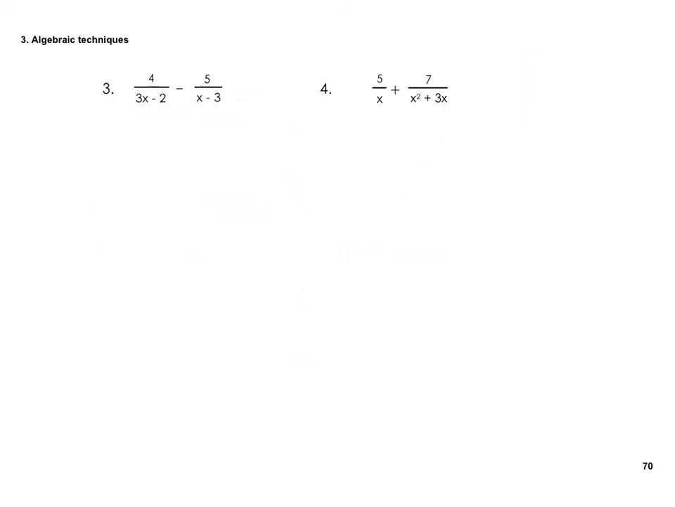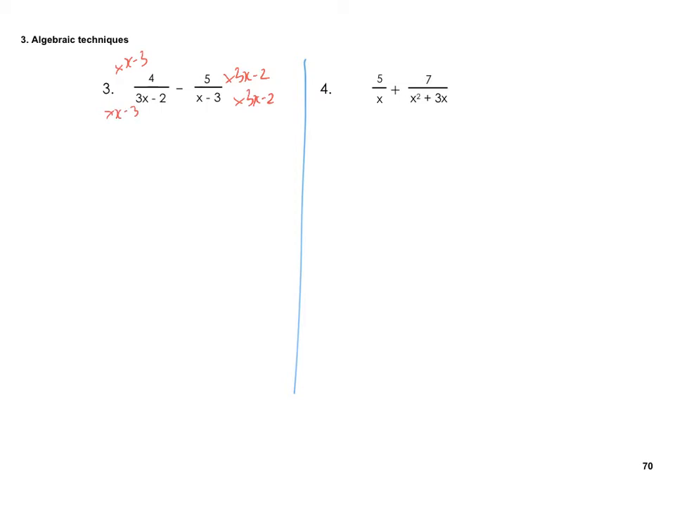Okay. Here's another 2. Let's go through them. Start with question 3. So 4 over 3x minus 2, take away 5 over x minus 3. Now, our common denominator is actually going to be both of these put together. So on this fraction, I'm going to multiply by 3x minus 2, top and bottom, and on this one, x minus 3, top and bottom.